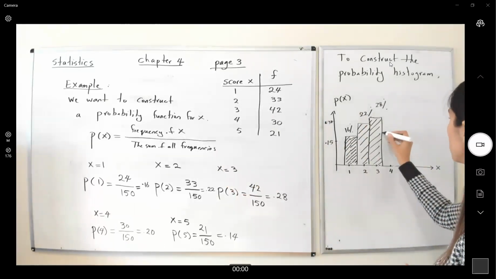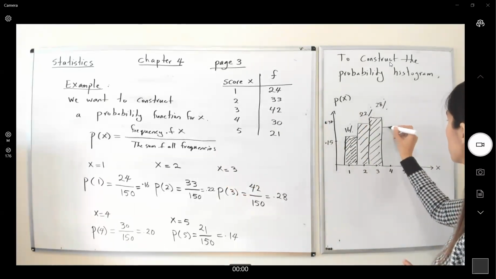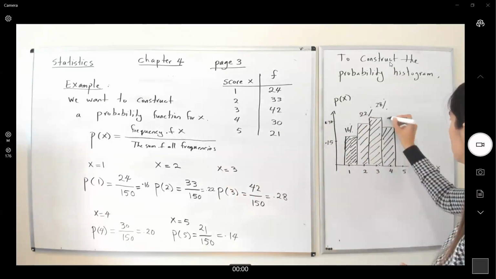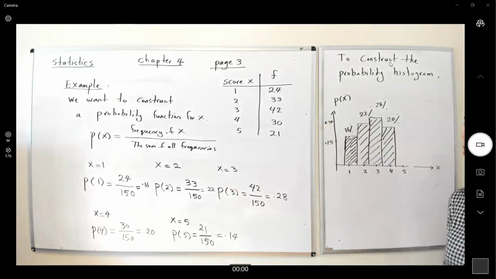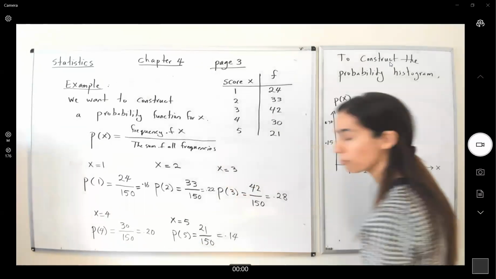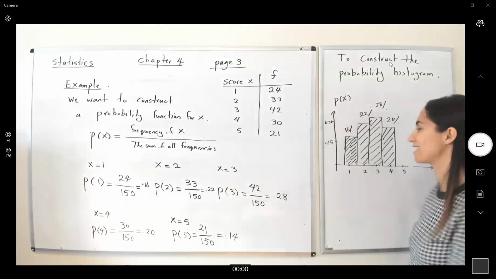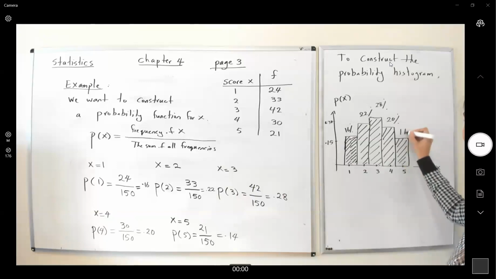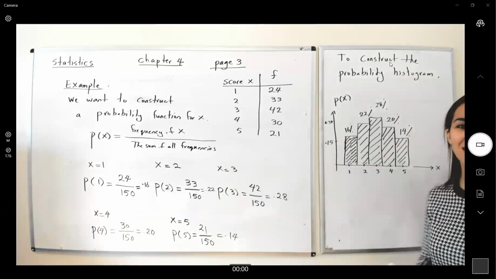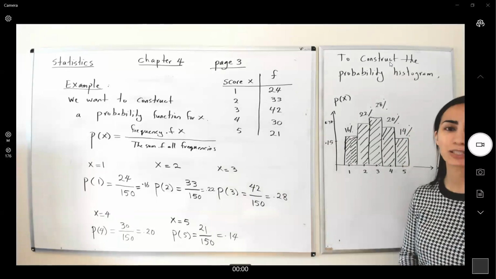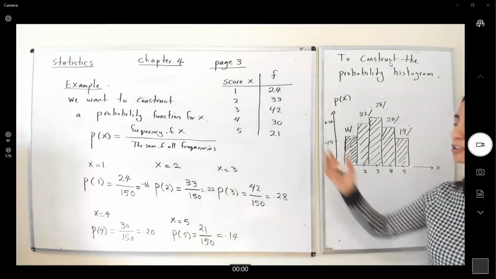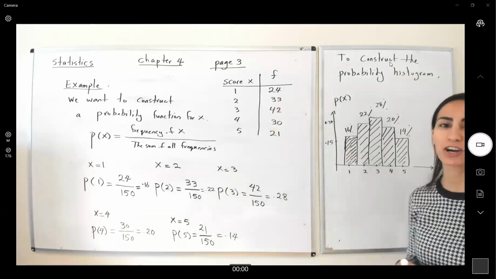So this is your next bar. 20%. And finally, x equals to 5. The probability is equal to 14%, which is going to be here. This is how we use probability function to visualize the distribution of each of these scores.